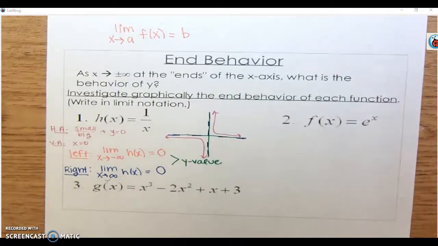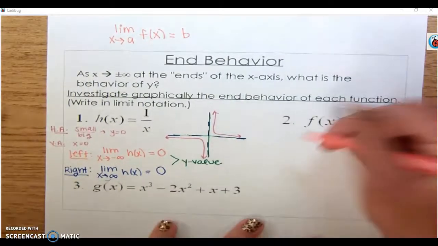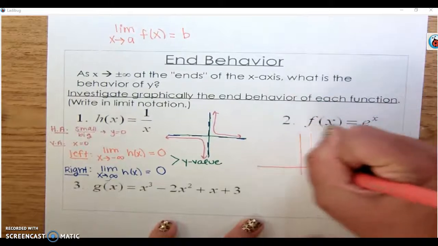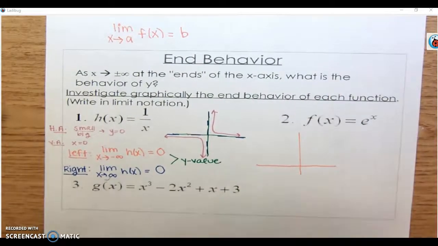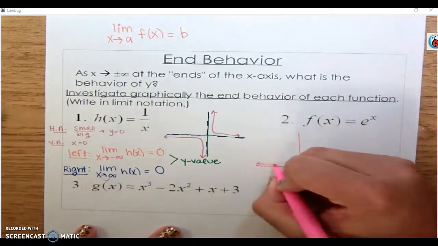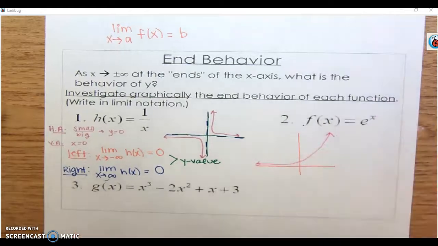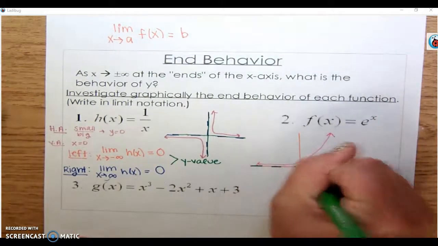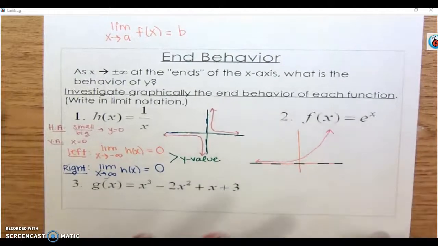All right. For number 2, we haven't talked about what e to the x looks like. We will talk about it on day 3. But for right now, I'm just going to sketch you a little graph here. So e to the x looks like this. There is a horizontal asymptote on e to the x, and it's at 0. Okay. So we're going to write our end behavior.